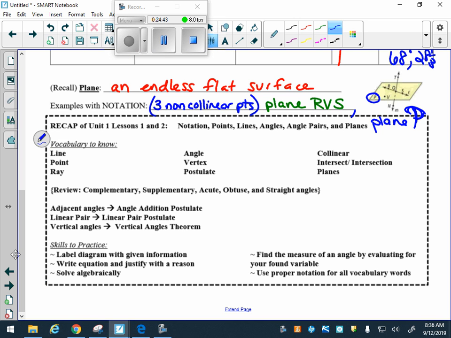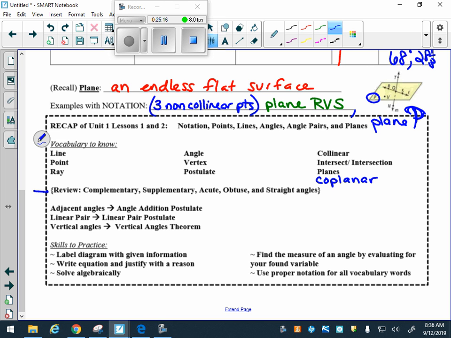Okay, this box basically recaps the vocabulary and things to know how to do from lessons 1 and 2. So this is basically what your test next week will be on. One thing I want you to add is the word coplanar. Remember, we added it to the notes. We need to add it to this list. Points, lines, planes, angle, vertex, postulate, collinear, intersect or intersection, planes, coplanar.